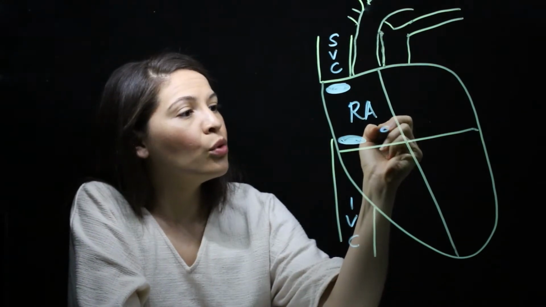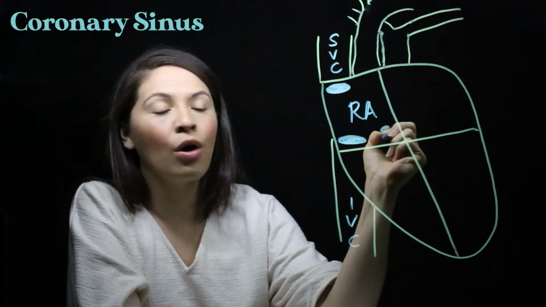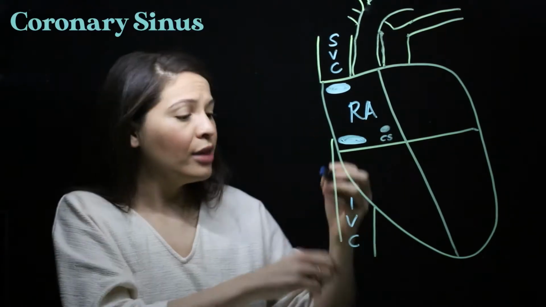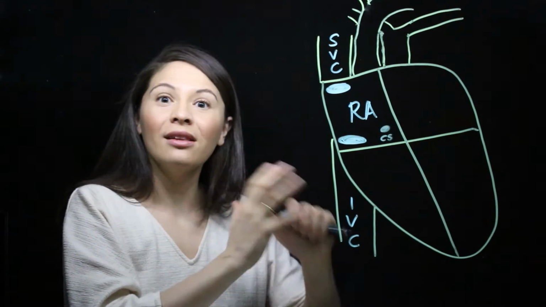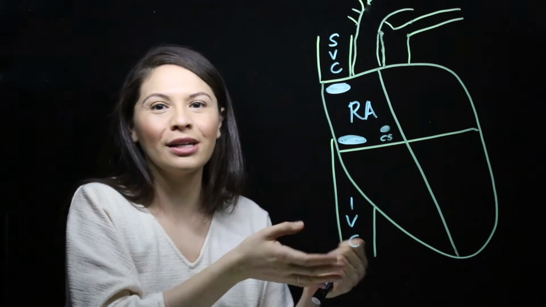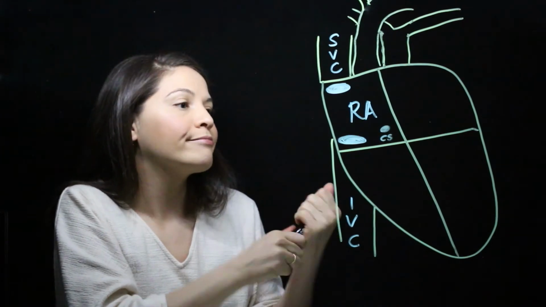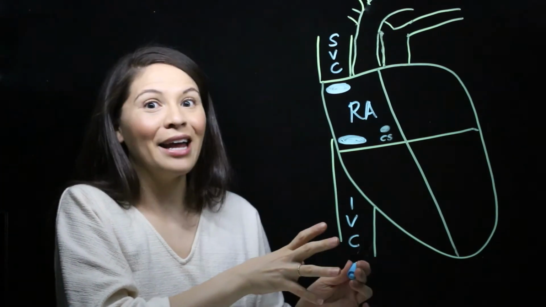And this is just a small opening, and this is the opening for the coronary sinus. And the coronary sinus is actually draining blood that has served the heart tissue itself via the coronary circulation, so your coronary arteries. And I will talk about that in another video.